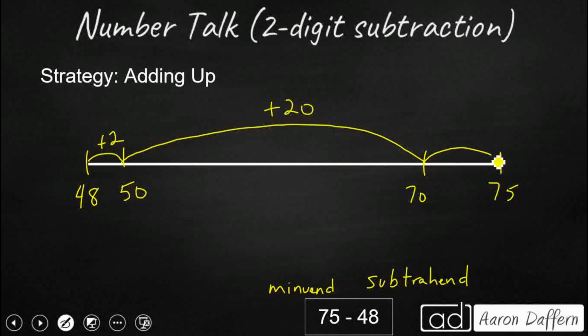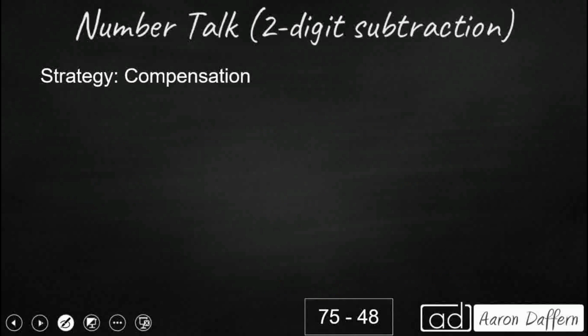And then we've got one little jump left over, and that's a 5. So we've got a 2 and a 20 and a 5. Add those three up, and we've got a 27. That is our difference. Hopefully that is the answer you had in your head when you worked this out.